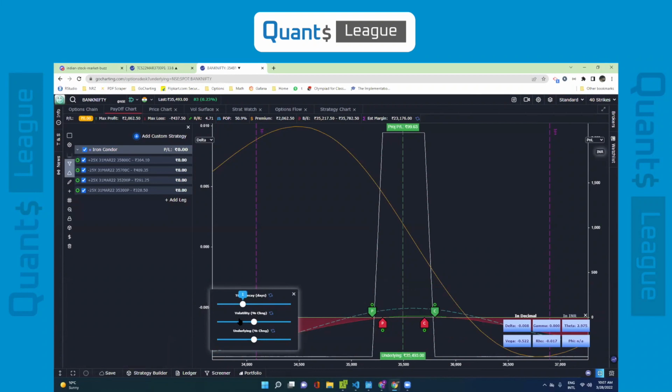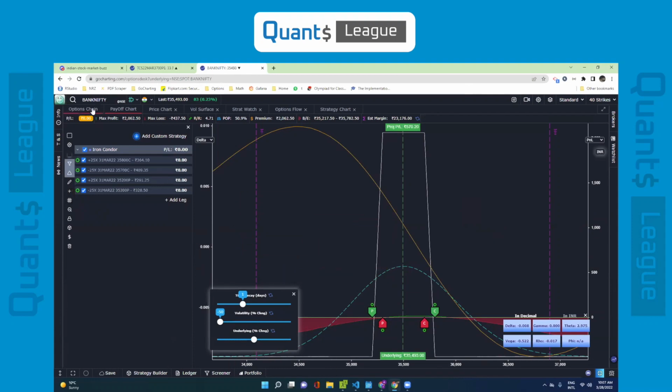So you can move this around to understand your current position and the position that you want to take, or over a period in time, how it is going to pay off from a decay or volatility standpoint. So that was again a very, very high-level view of our payoff chart.